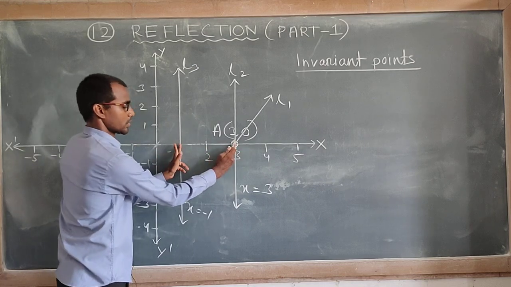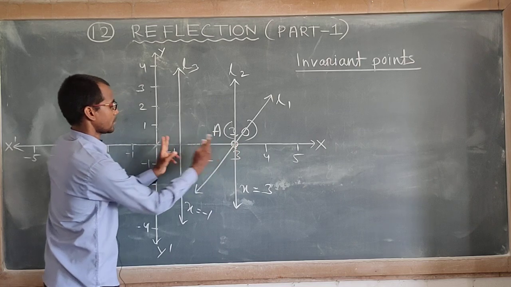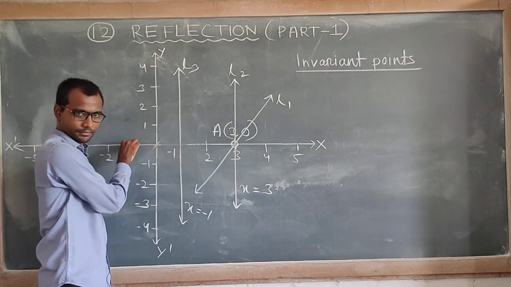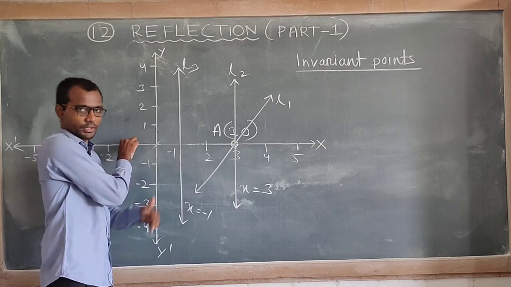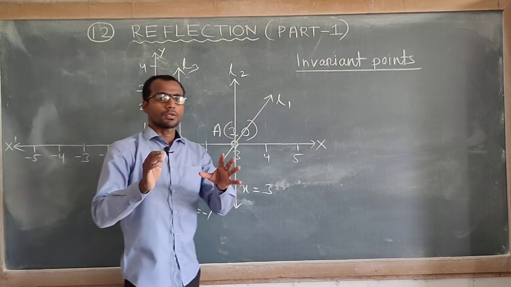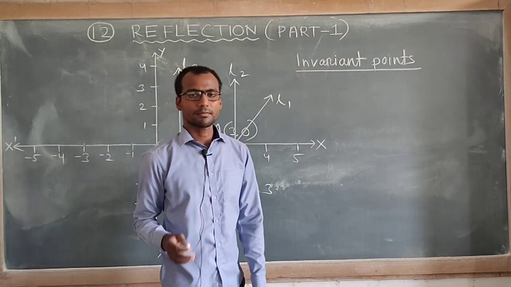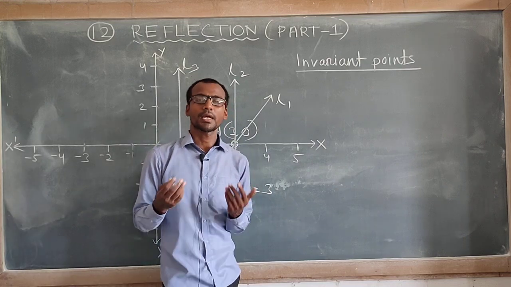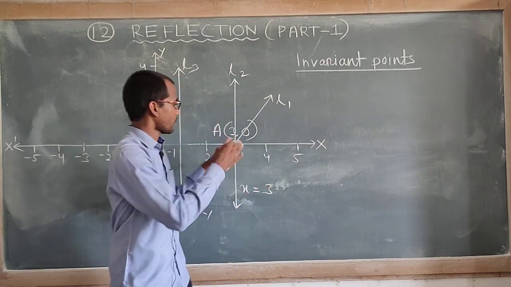If this is 2, this is 2. This image will be formed here. So it is changing its position. So now, is it invariant? No. So purely a point is not invariant. Whether a point is invariant or not, we can say by looking at the line. You can see from this.